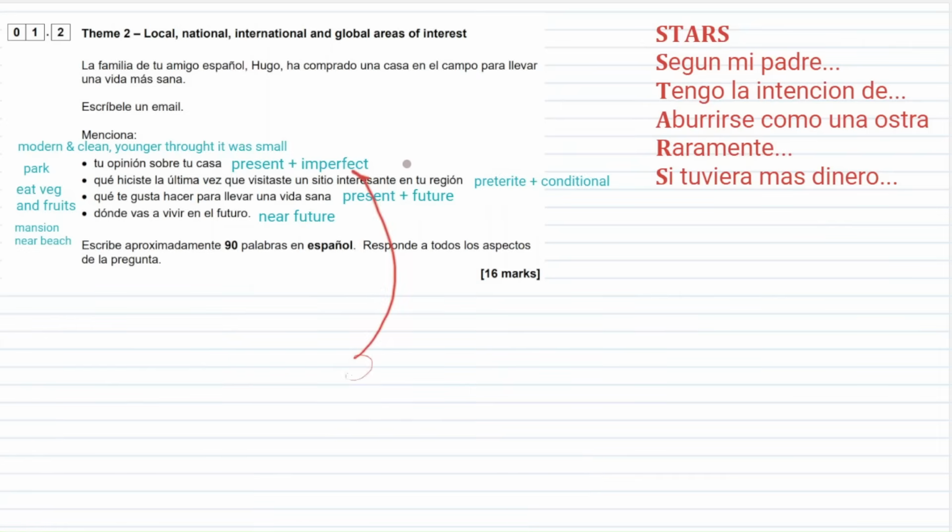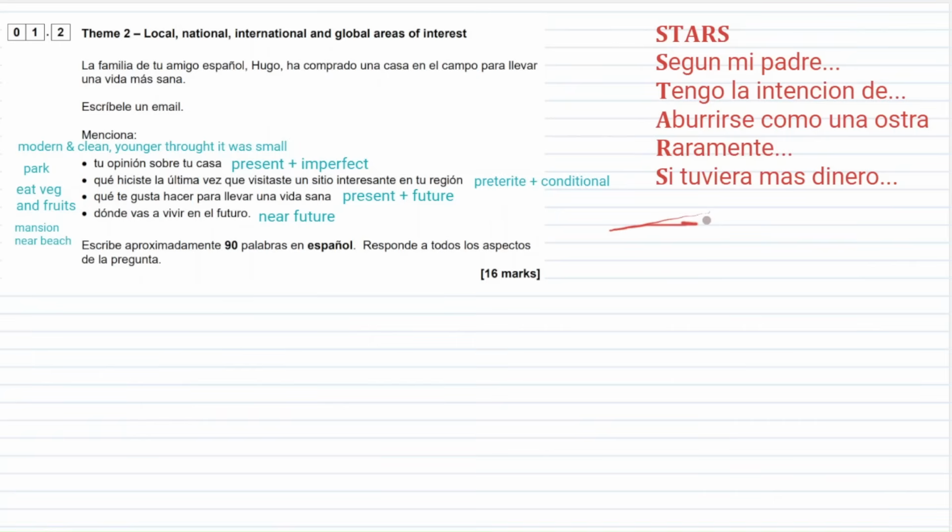The first bullet point is in present tense because it's asking about your current opinion about your house. And I've written beside plus imperfect, meaning I will use the imperfect tense too in response to this bullet point. Again, adding other tenses where possible to increase the quality of language mark. The second bullet point is in preterite, and the dead giveaway there is la última vez, meaning the last time. And I'll use the conditional tense with this bullet point too. The next one is in present tense, and the future will be my additional one. And lastly, vas a vivir is the near future tense.